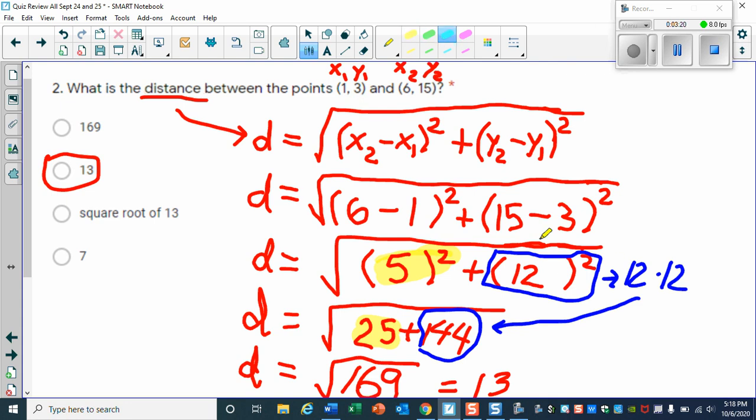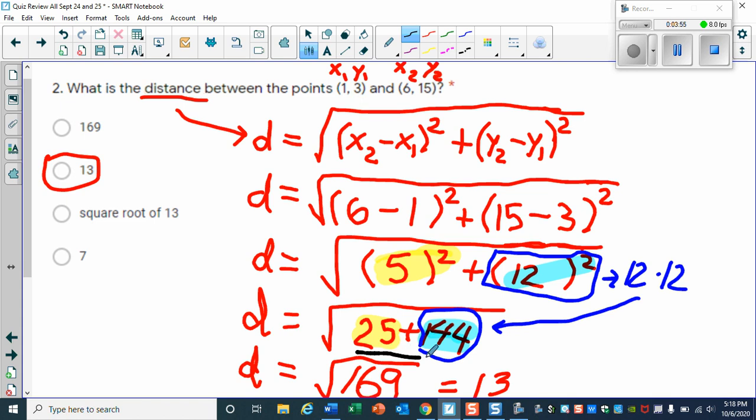Similarly, y2, which is 15, minus y1, 3. 15 minus 3 is 12. And then 12 squared, which is 12 times 12, you get 144. Then your next step, you add the 25 plus 144. That's how we get the 169. But remember, the 169 is under the radical sign.